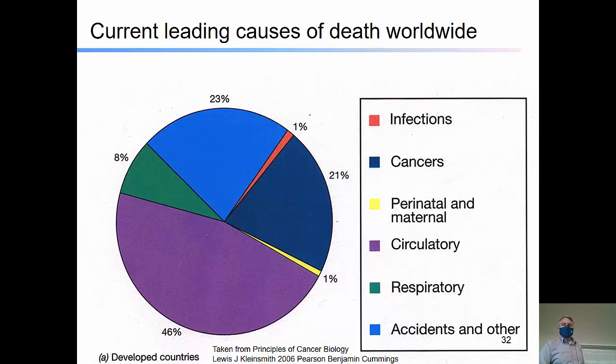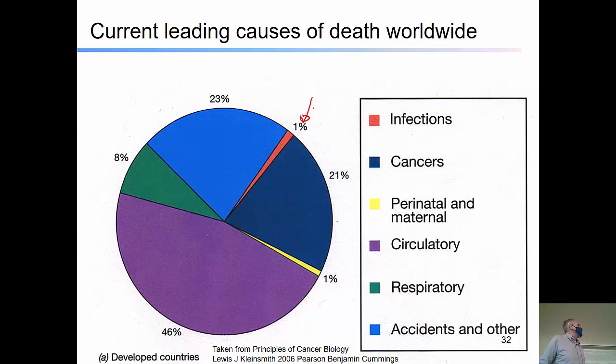But what we'll see is a pretty low percentage in a normal year. Only about 1% of people die of infections. So infections can be bacterial, viral. You're dying because some organism or virus kills you, okay?